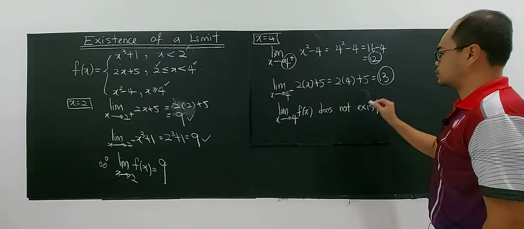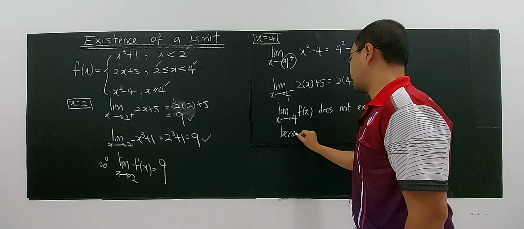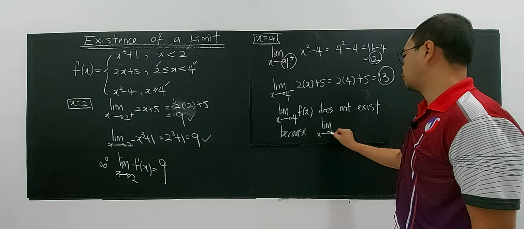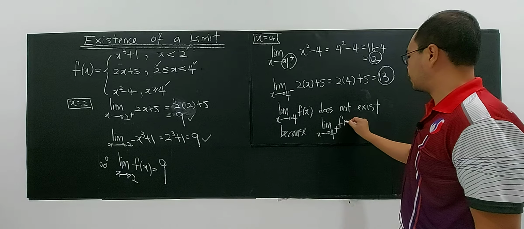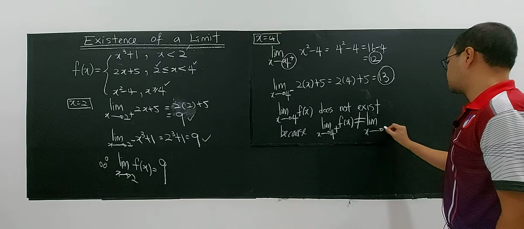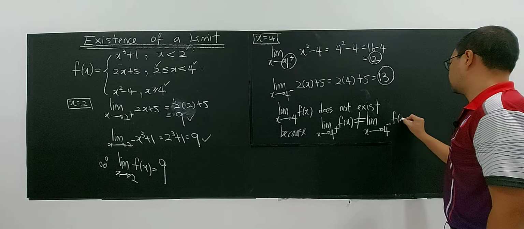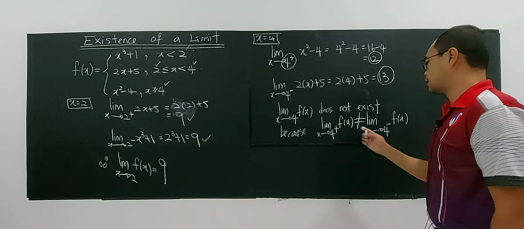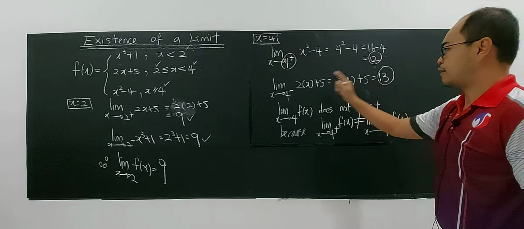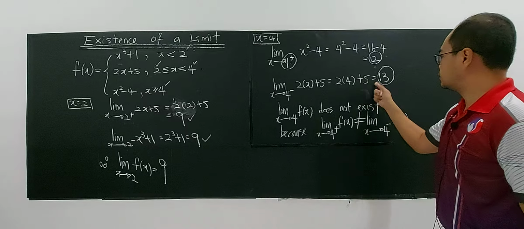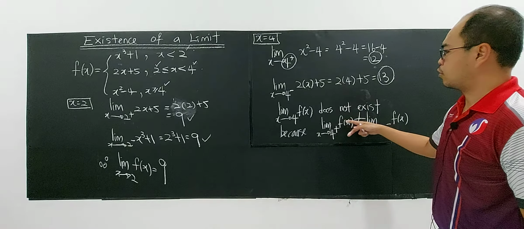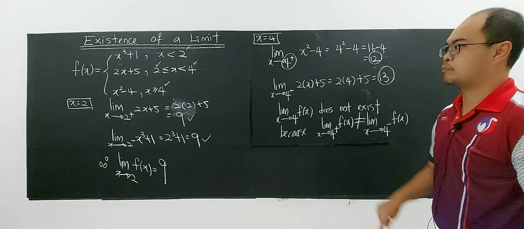Why does it not exist? If they ask for the reason, it's because the limit of f(x) as x approaches 4 from the right is not the same as the limit as x approaches 4 from the left. These two limits exist: the right hand limit is 12 and the left hand limit is 13. But the values are different. So that's why we can conclude that the limit does not exist. There is no value to represent it.